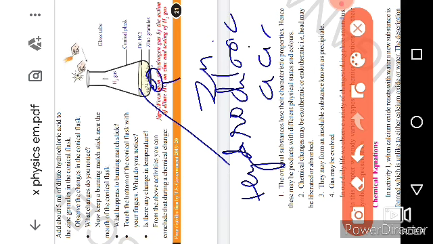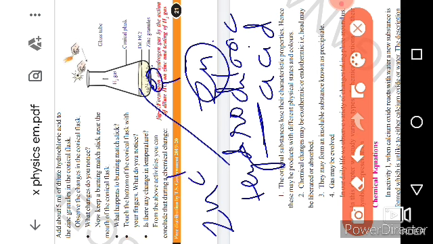When hydrochloric acid reacts with zinc, zinc chloride, ZnCl2, will be formed, along with liberated hydrogen gas. From this figure we can see the upward direction given. To test whether this gas is hydrogen or not, if you keep a lighted matchstick near the mouth of the conical flask, it will give a pop sound. That pop sound indicates hydrogen gas.